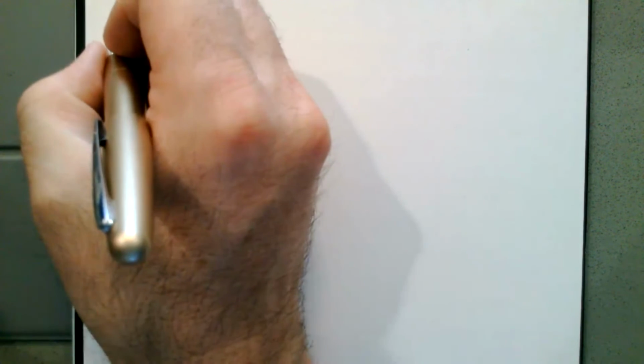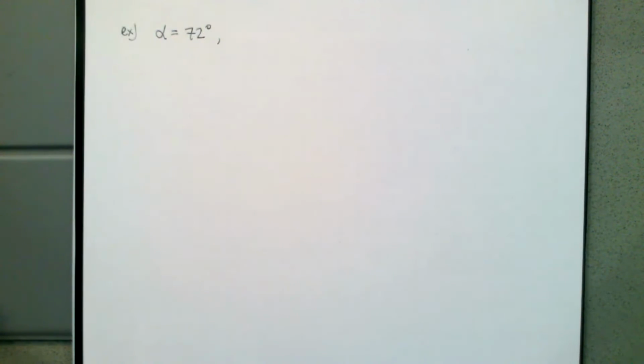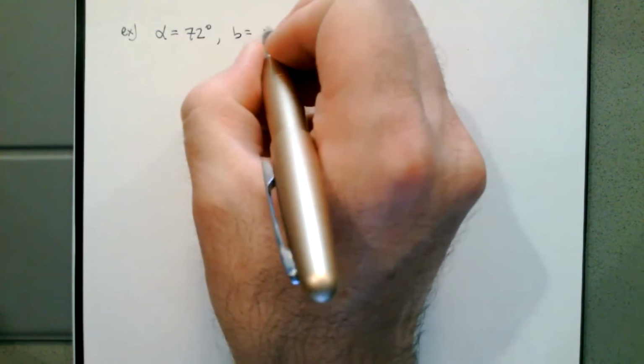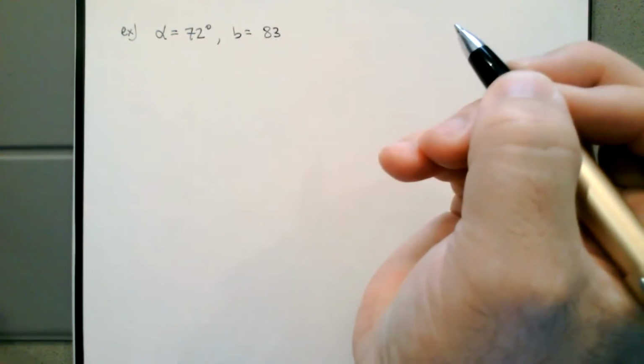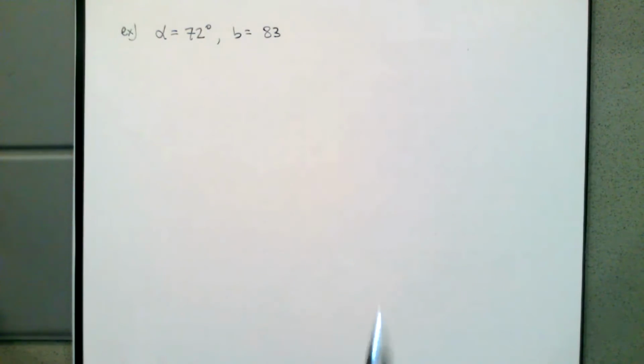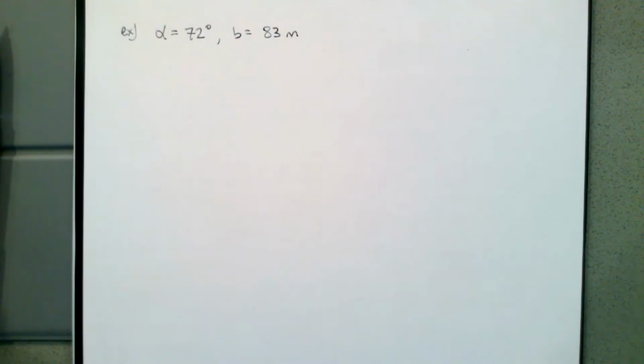Let's suppose that angle alpha is 72 degrees. Side B is 83 somethings. Let's use meters. Let's have a big, nice, giant triangle.